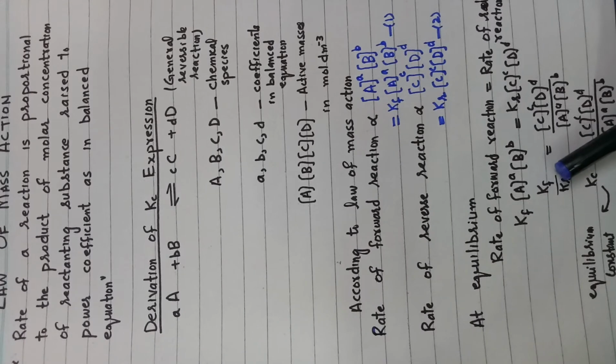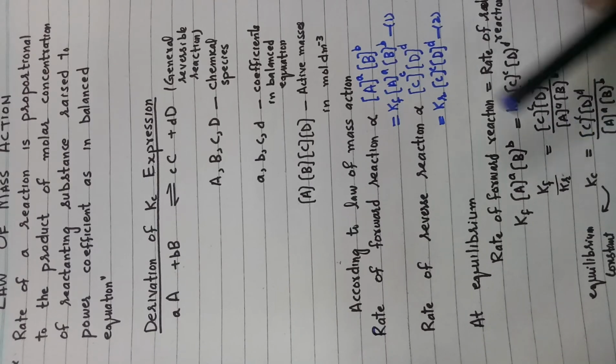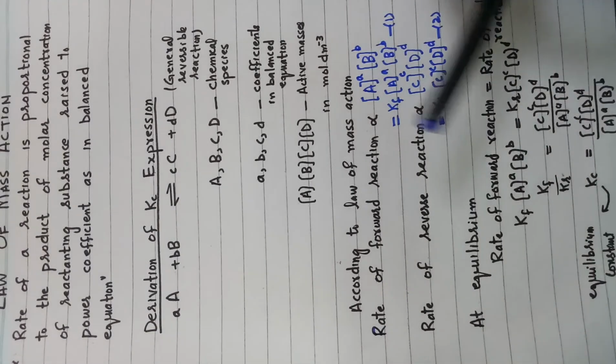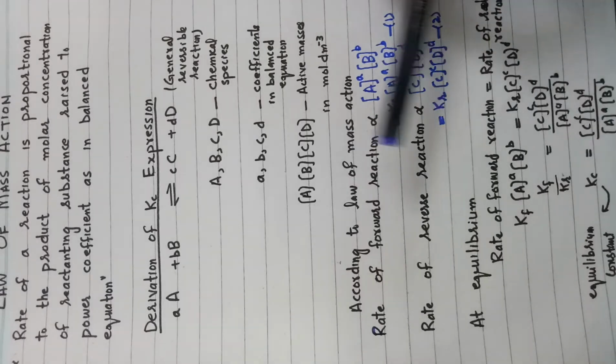Then we replace both constants Kf and Kr with another constant Kc, which is called the equilibrium constant, and that is the final derived expression. It is the final derived general expression of Kc.